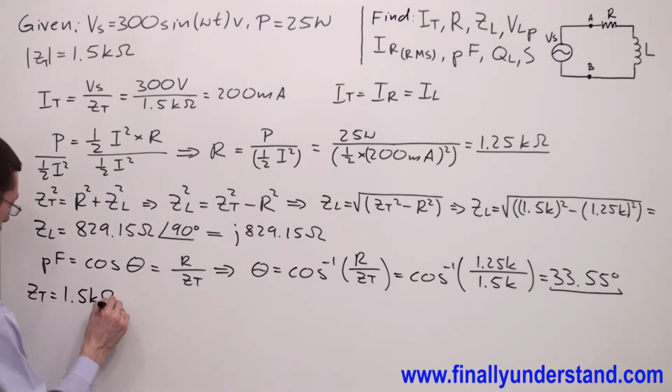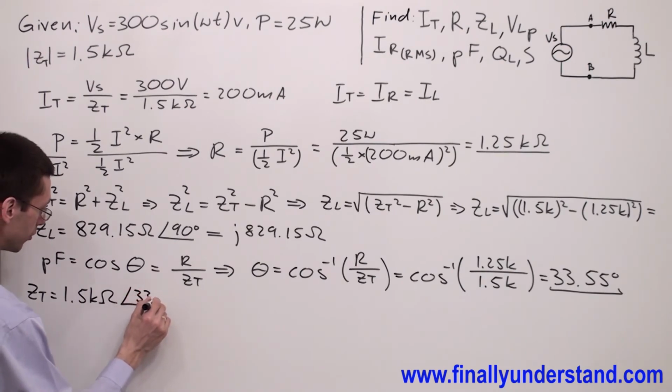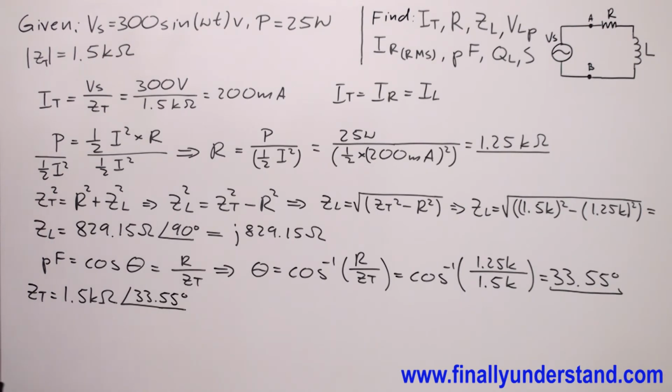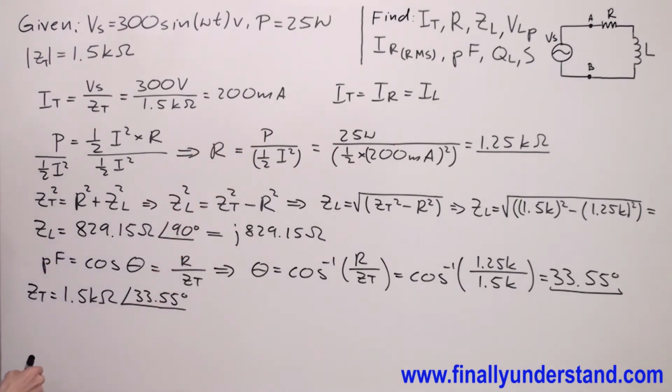Okay, so this is my angle theta, so I'm supposed to write that my Z total is equal 1.5 kilo ohms and angle of 33.55 degrees. So now I can find the angle which I'm supposed to write next to the magnitude of my current.